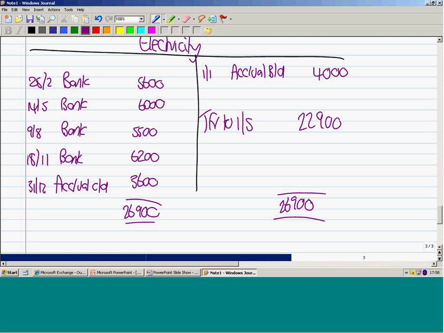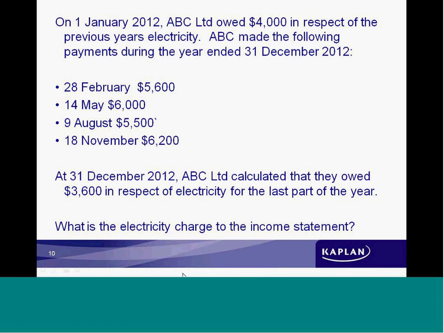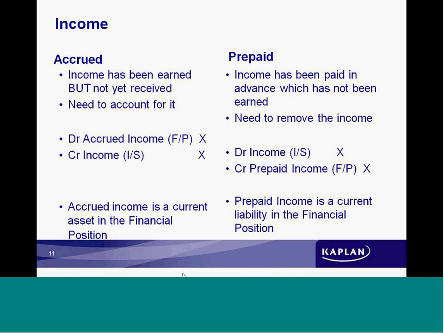Okay then, moving on, I think I've exhausted the expenditure accruals and prepayments. We just now need to revert this and have a look very quickly at income. We might have an accrued income, and we might also have a prepaid income. So what on earth do we do? Well, effectively, it's the opposite way around to that of expenditure. So let's look at the accrued income first.